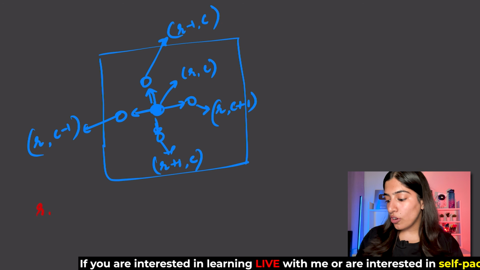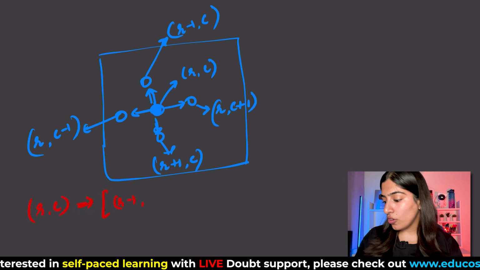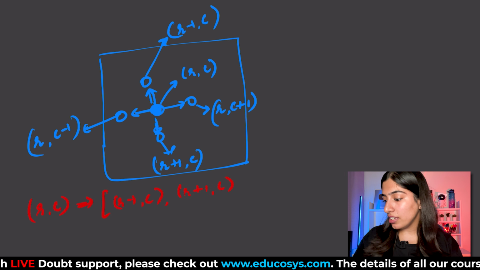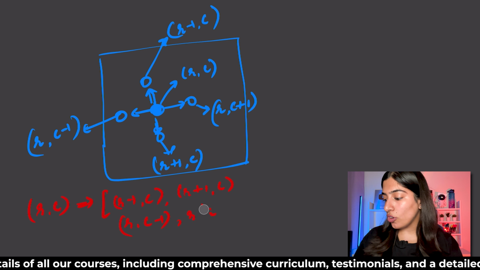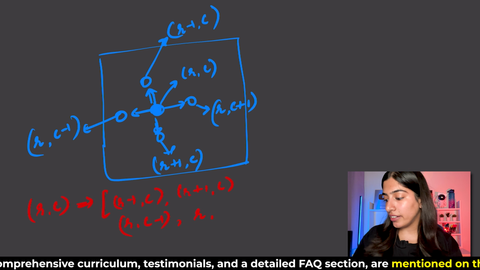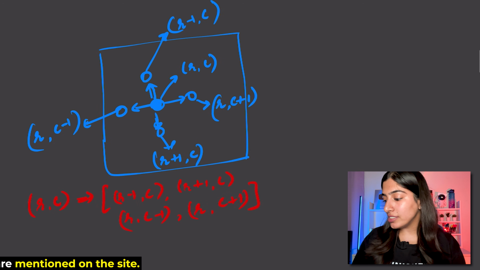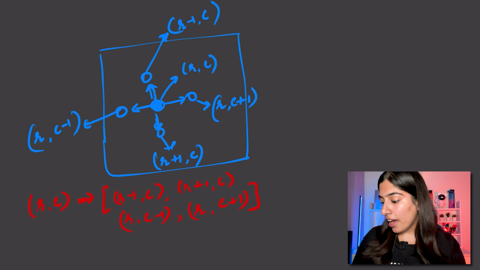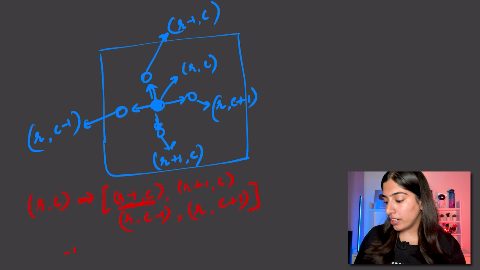So for any point r, c, the 4 points we have to go to are r-1, c; r+1, c; r, c-1; and r, c+1. I can go through them in any order. It is not like I have to visit this first and then that. I just need to visit all of them and check all of them. So at any point r, c, what values am I adding? Here I am adding -1, 0. Here I am adding +1, 0. Here I am adding 0, -1. Here I am adding 0, +1.